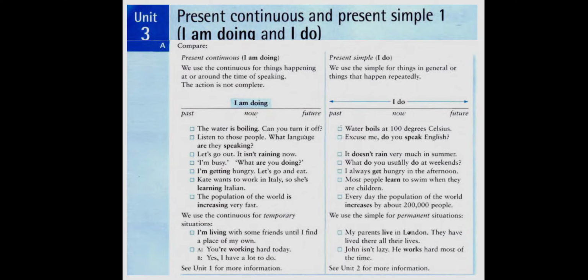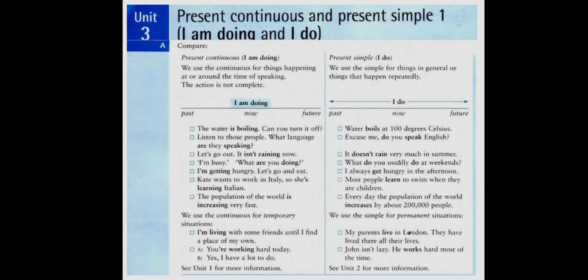On the other hand, a present simple is a tense which is used to express things in general or things that happen repeatedly. We mean by things in general facts, for example, or habits. For facts, we can say water boils at 100 degrees Celsius. For habits, we can say I go to the university every day.